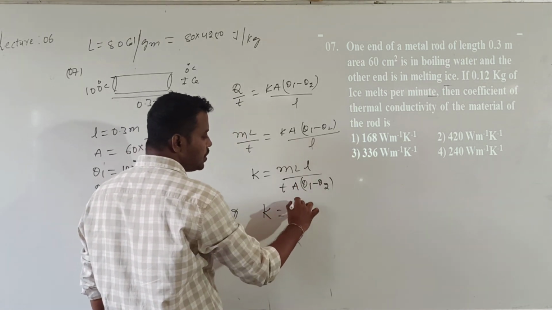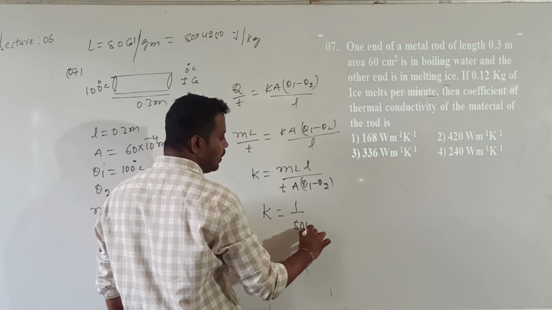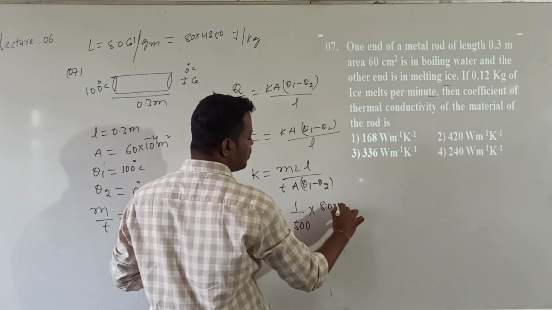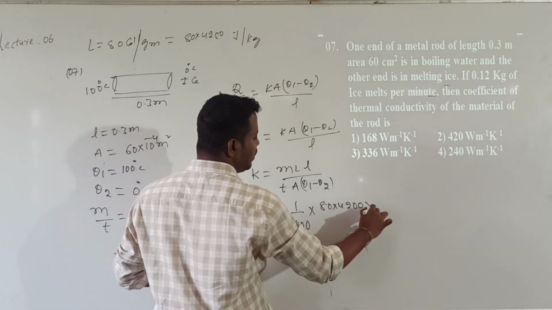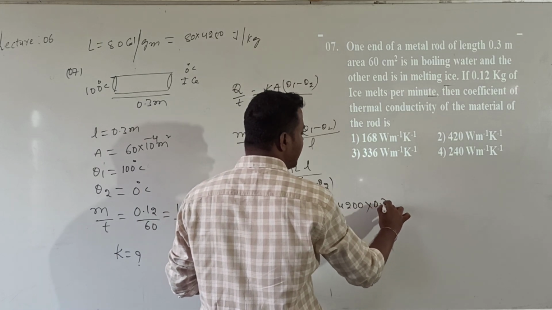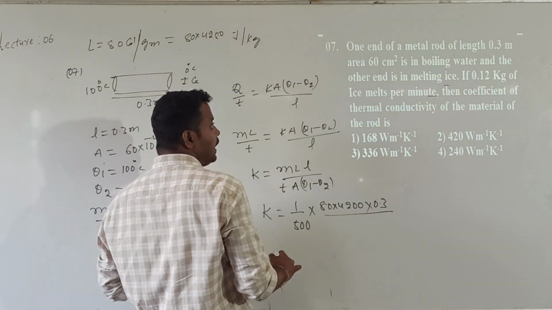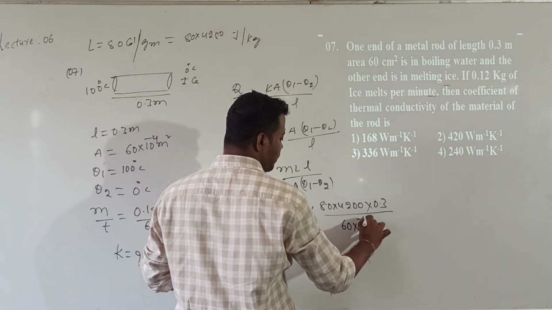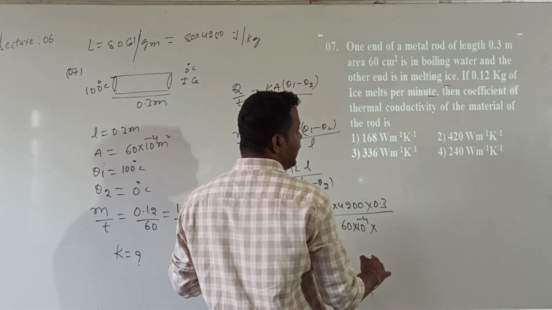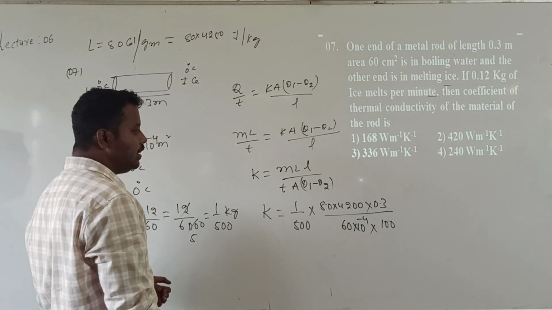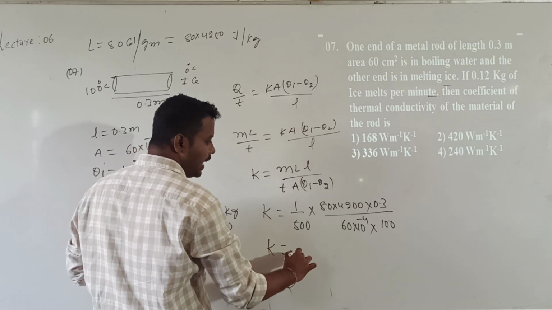M by T value, how much? 1 by 500 into L value, so 80 into 4200, into small l value, so what is the rod length? 0.3, divided by area of cross section, given by 60 into 10 power minus 4, into theta 1 minus theta 2 value, given by 100. So simplify this. What will we get as the answer for K?